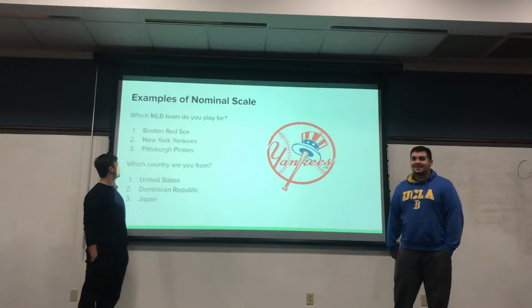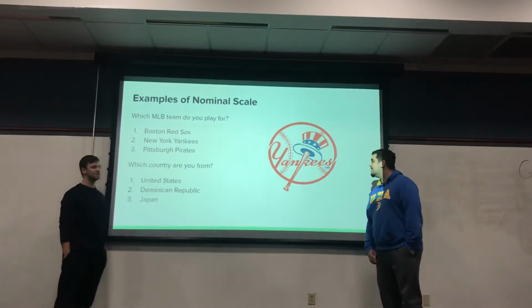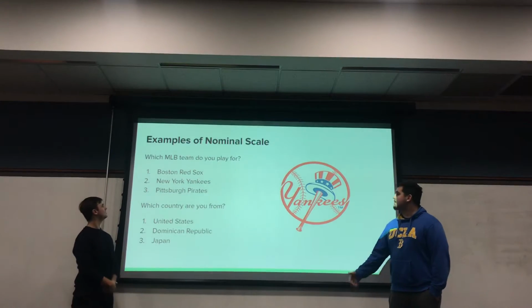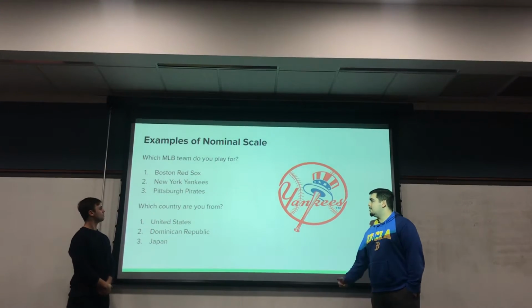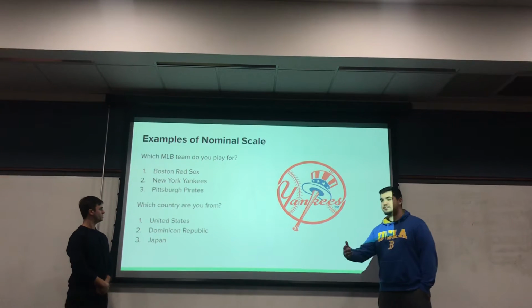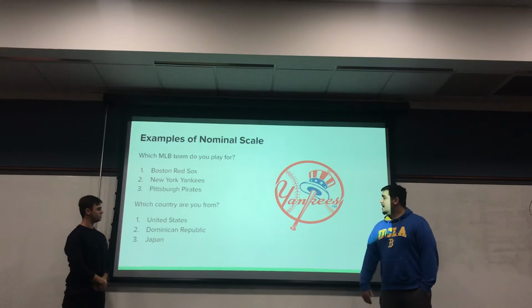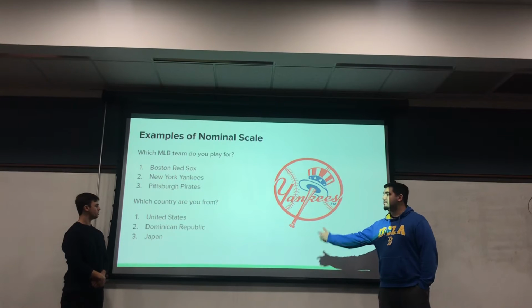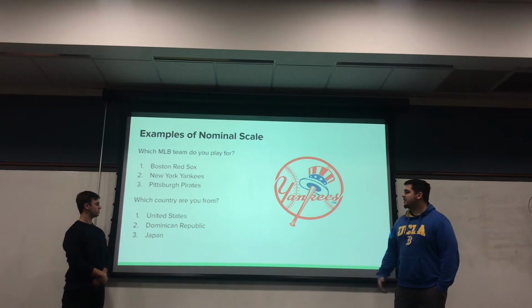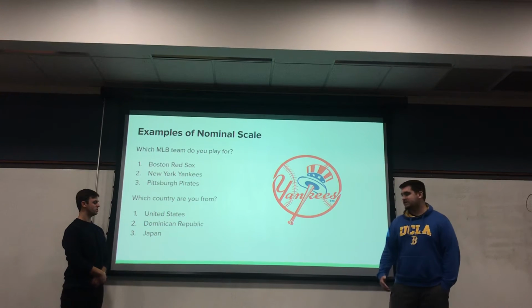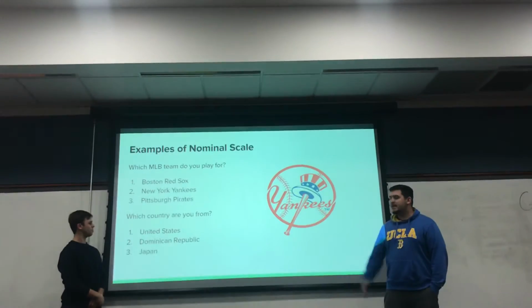Next slide, please. So for examples of the nominal scale, we're trying to use baseball because we both like baseball. Which MLB team do you play for? 1, Boston Red Sox, 2, New York Yankees, or 3, Pittsburgh Pirates. I think you would just choose which one you play for. Another example could be what city you are from, and it's the same thing: Boston, New York, or Pittsburgh. And then another example is which country are you from? The 3 main countries major league baseball players come from are the United States, Dominican Republic, and Japan. And the same thing goes for that.